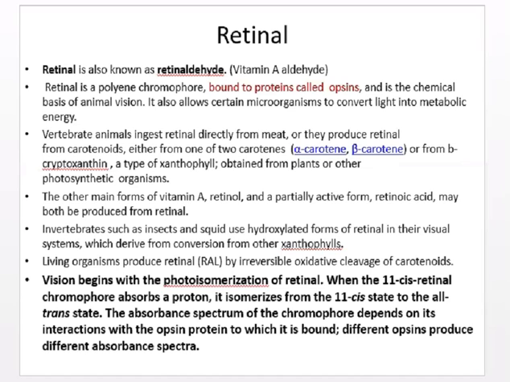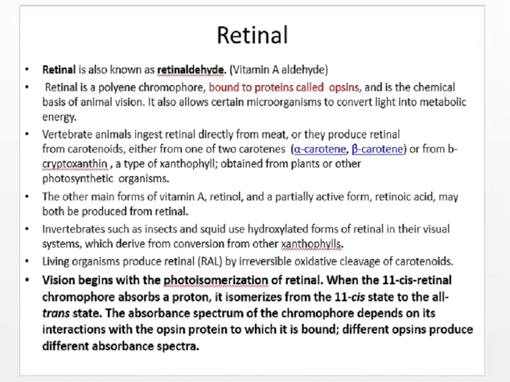Invertebrates such as insects and squid use a hydroxylated form of retinal in their visual system, which derives from the conversion of food xanthophylls. So it's a main part of the vision.